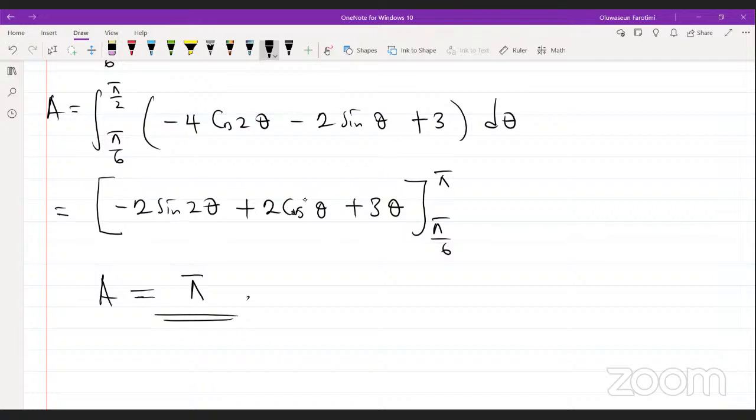Okay? You just have a pi. Okay, so I expect that you guys will be able to fill in the gaps over here. Just plug in the top. Okay, so I could just say plug in upper bound, subtract it from when you plug in lower bound. Okay, and then you get a pi.